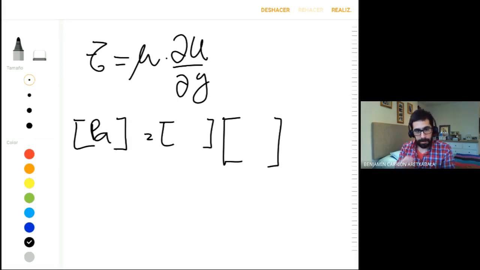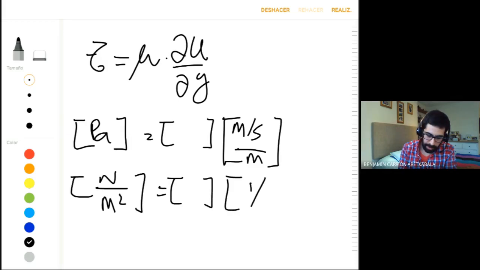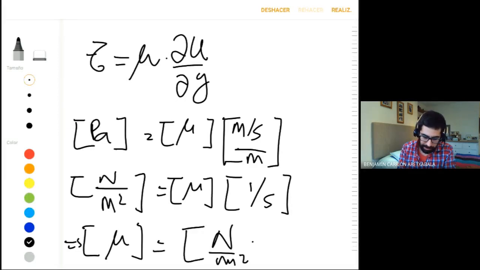Well, du has the same units as U, so this is meters per second, divided by meters, right? So these are newtons over square meters, and these are 1 over s, right? So these are the units of mu. I know this wasn't exactly the question, but the units of mu are newtons over meter squared times seconds.